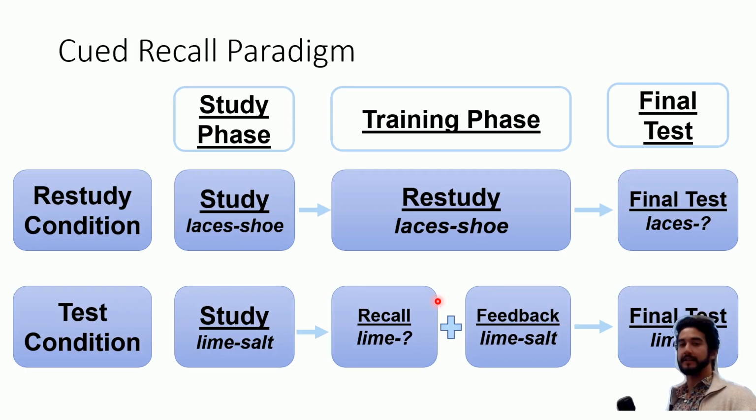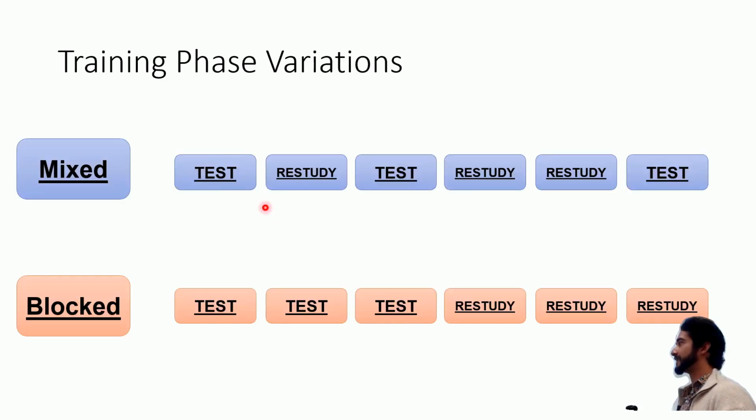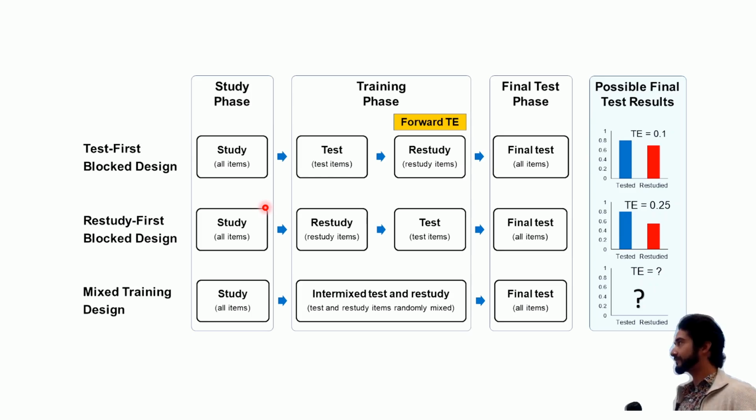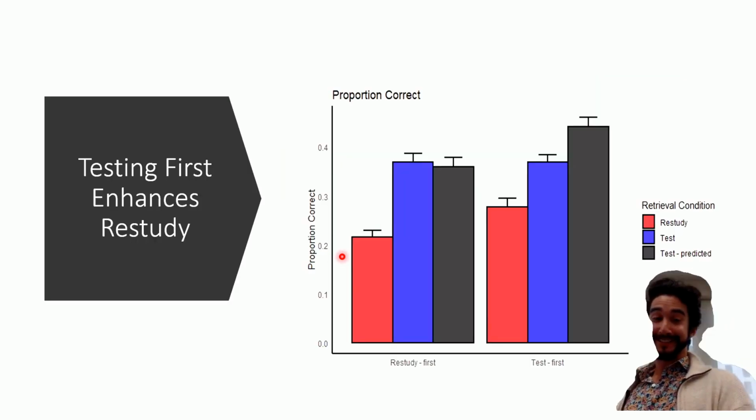Prior. So like here, so in the restudy condition, so okay, yeah, not in this case. Yeah. So in this restudy first design, they do not get a test first. But we'll talk about that case actually in a little bit.